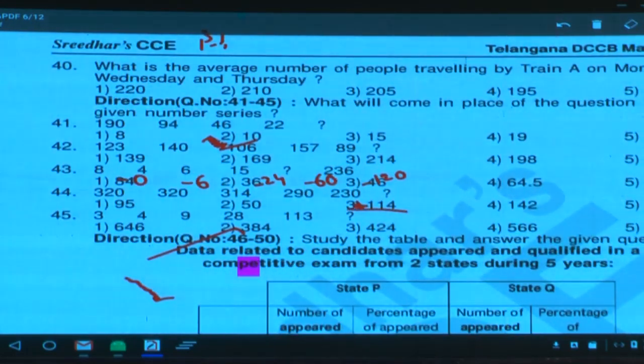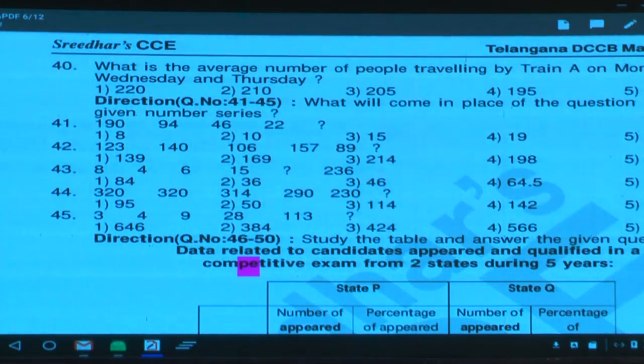Done with this? Choice 5. The difference between the numbers are what? N cube minus n: 1 cube minus 1, 2 cube minus 2, 3 cube minus 3, 4 cube minus 4, 5 cube minus 5. Then question number 45, 3, 4, 9. Now if you observe here the choices 640 and so on, and the numbers are increasing at a very fast rate, go for combination. 3 into 1 plus 1, and 4 into 2 is 8 plus 1, 9 into 3, 27 plus 1, and 28 into 4, 112, plus 1 will be 113. 113 into 5, 565 plus 1, 566, that is choice 4 is the answer.